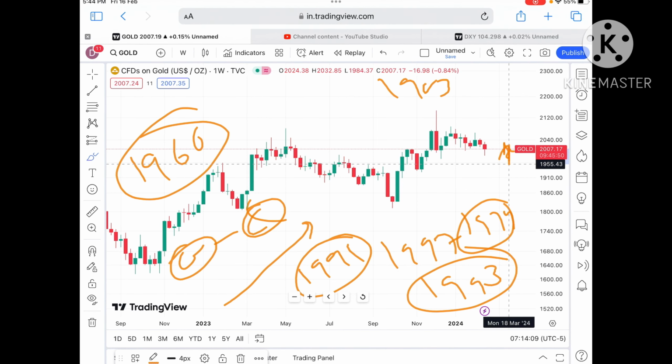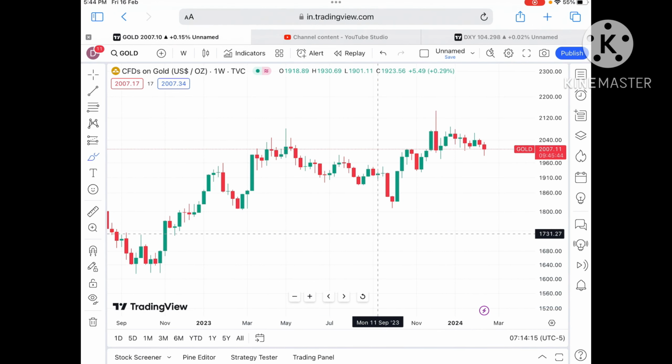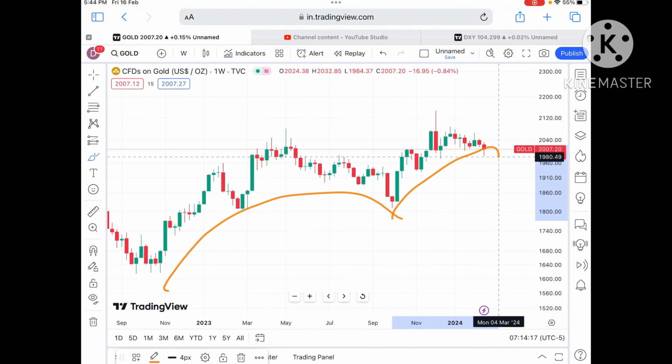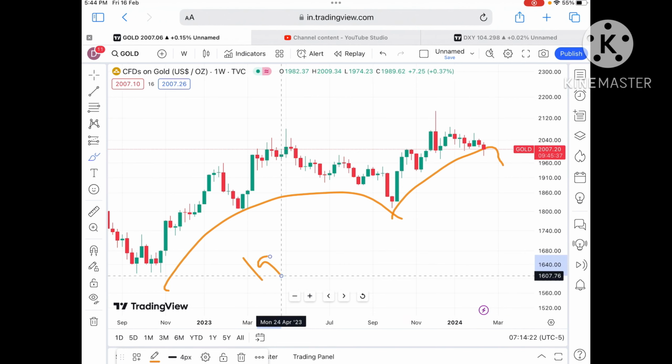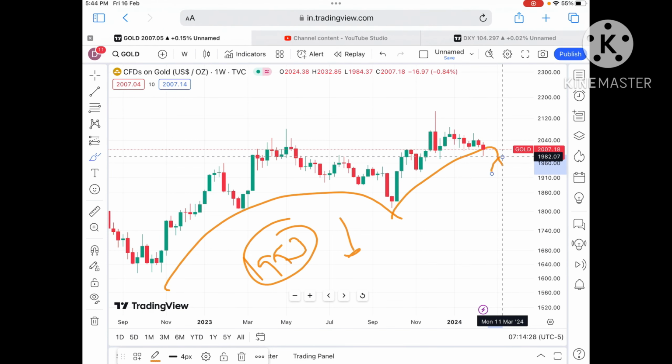So chances are high it will cross that level, and from there a further fall we can see towards a level of around $1958 to a level of around 1955. And there is an inverted U pattern forming, that also you have to understand. So chances will be very high for a further fall towards 1966 to a level of around 1953 also, and from there a further low we can see.